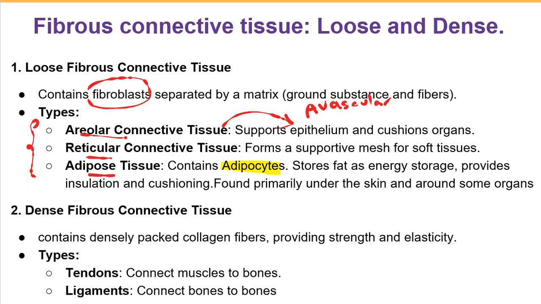Okay. So then let's go over dense fibrous connective tissue. As we said, it has densely packed fibers, which are mostly collagen fibers, which provide strength and elasticity. The types of dense fibrous connective tissue that are important to know are tendon and ligament. Tendons are the structures that connect muscle to bone, and ligaments are the structures connecting bone to bone.